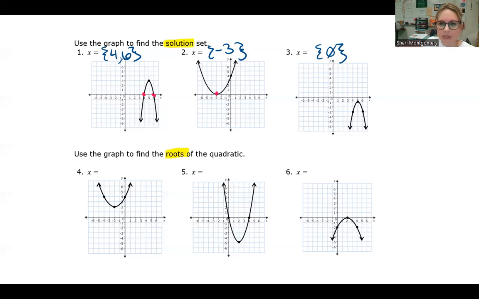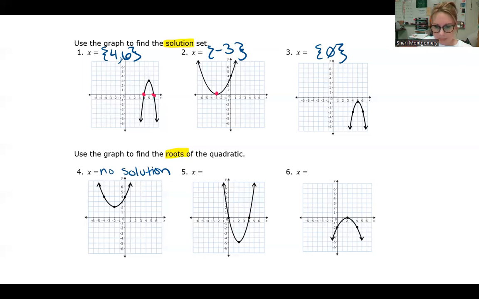Never. So we can even practice writing it out. No solution. Just like they use different words to describe it, sometimes there's different ways to show the same answer. Yep.